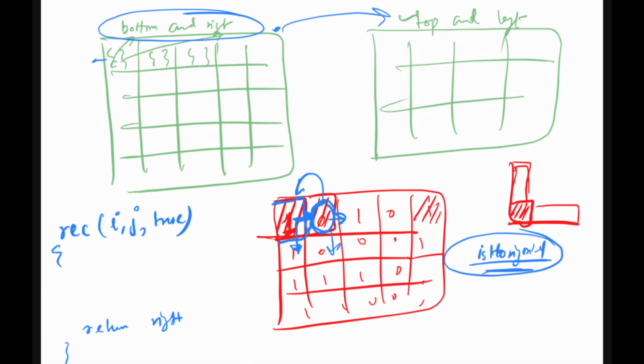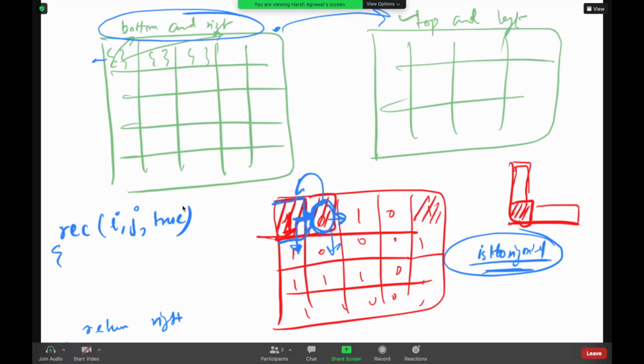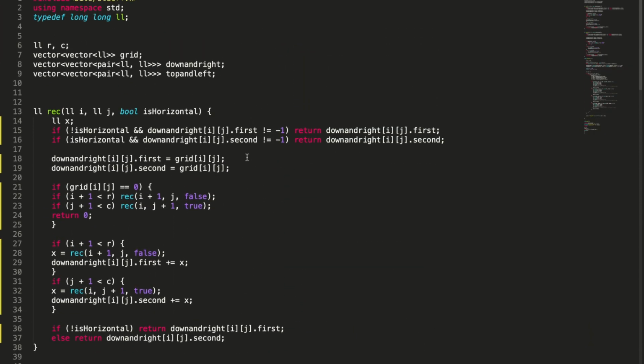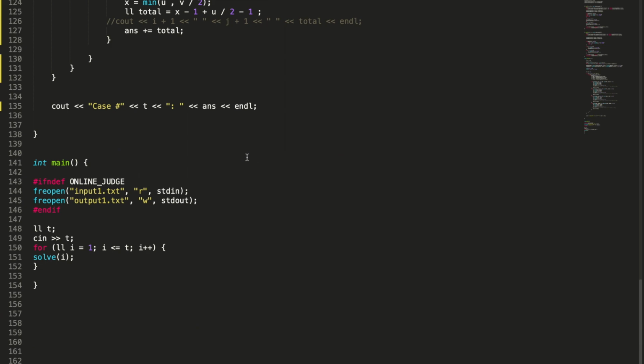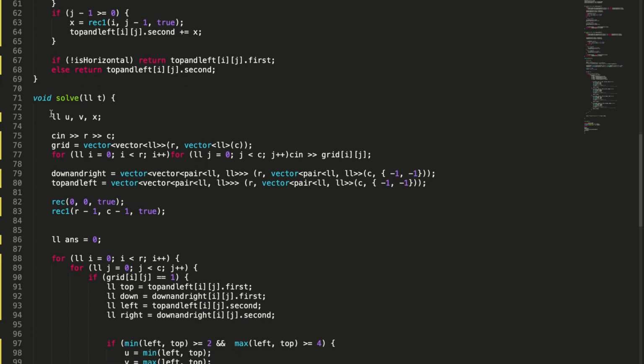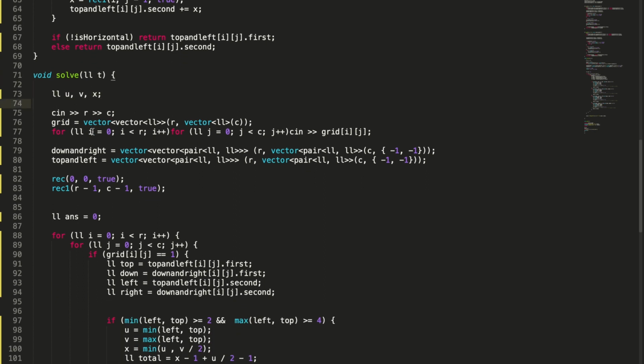Okay, so I would like to discuss this approach of mine through code, and how I've implemented it. That will be easier, and I'll come back to the explanation in case we have some difficulties there. This is my code for this particular problem, and first of all we are solving for each test case, and this is the method which will be implemented for each test case.